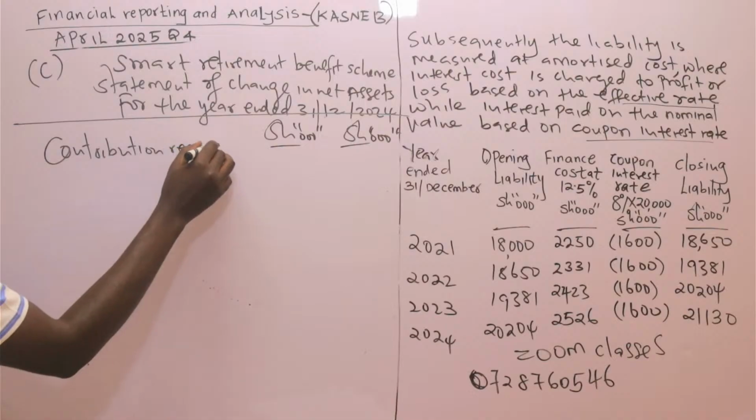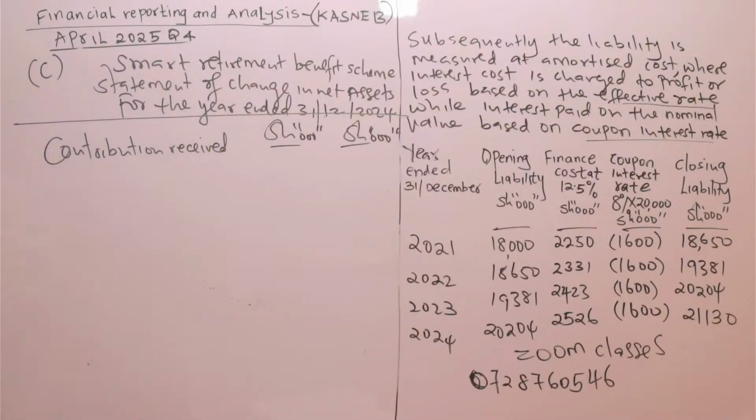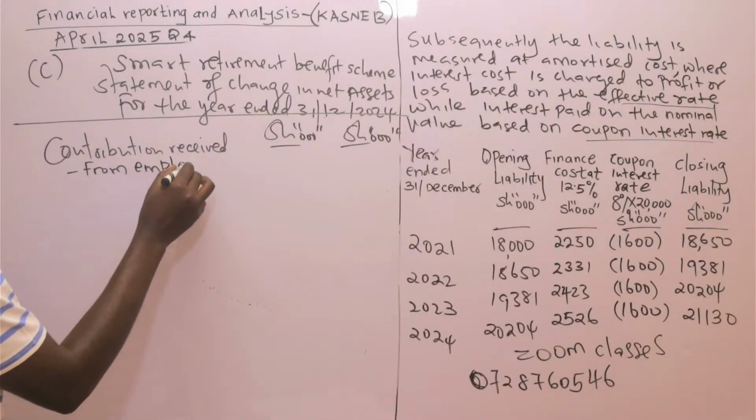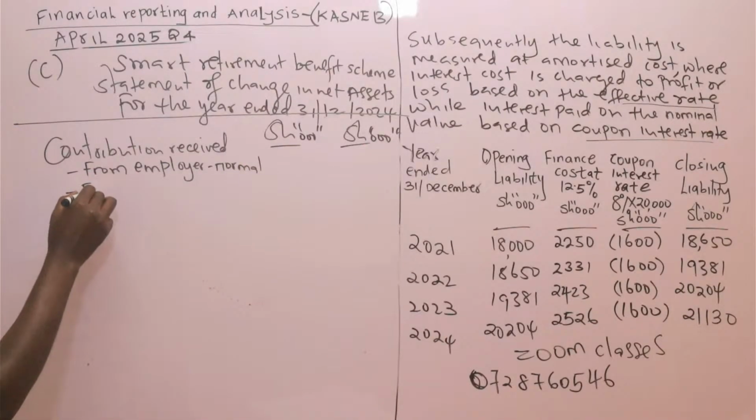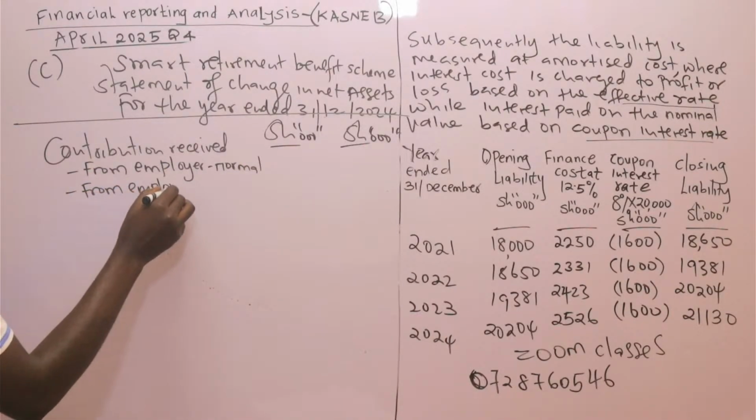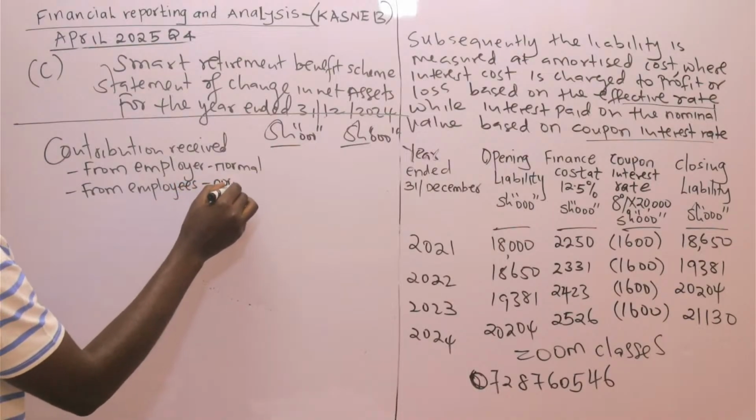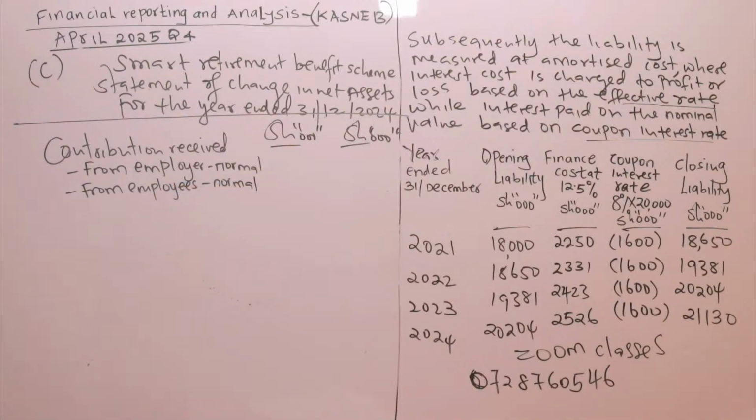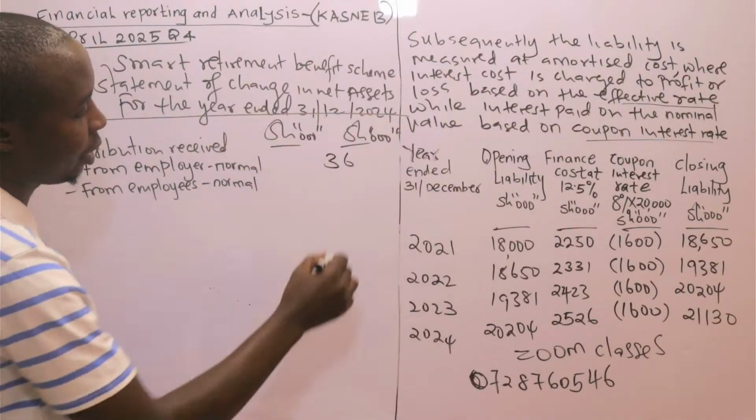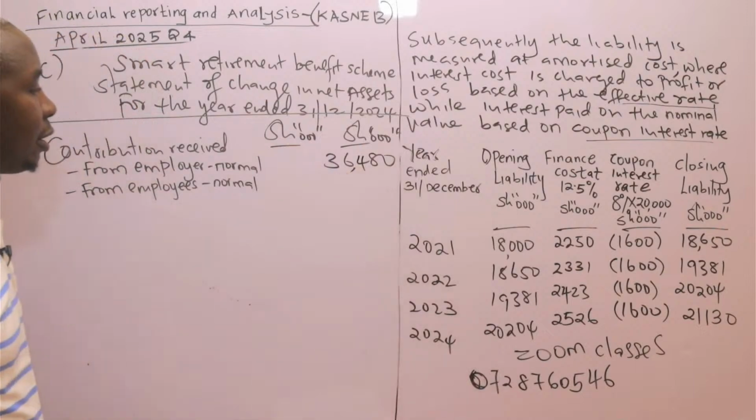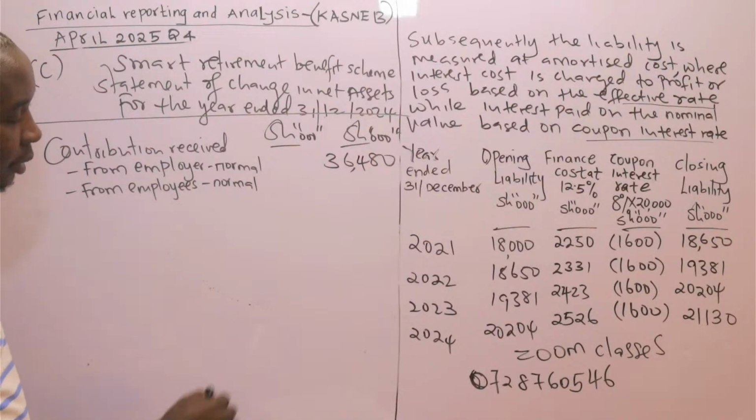Contributions received. If we look at that trial balance given, there's contributions received from employer and from employee. From employer, the normal one, and from employee, again the normal. From employer, I can see under the question is 36,480. From employees, the normal one is 18,240.